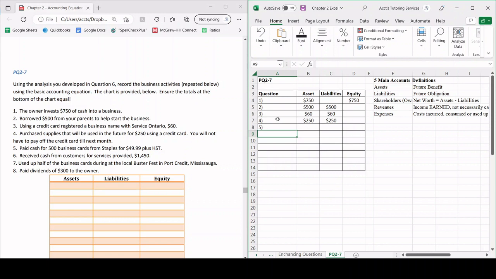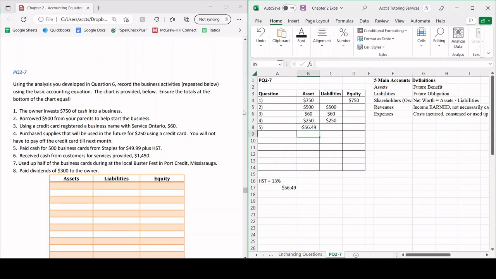Number 5 is paid cash for 500 business cards from Staples for $49.99 plus HST. Remember, HST is 13%. So we're going to simply take the $49.99 times 1 plus the tax rate. That's the formula. Arrive at 56.4887. Let's round it to 2 decimal places. So that'll be 56.49. So we paid cash. So cash is going to go down by 56.49.